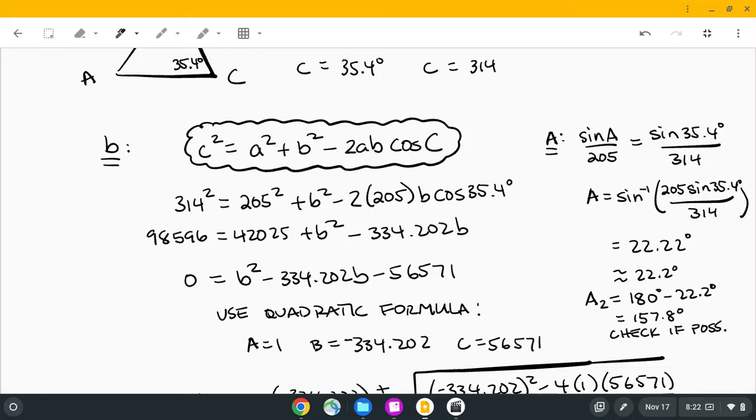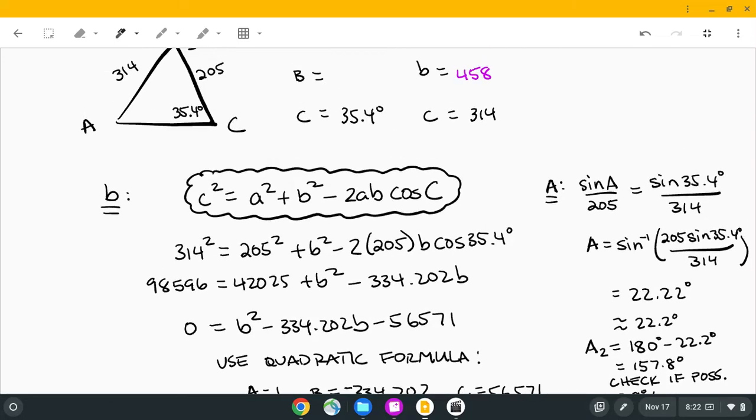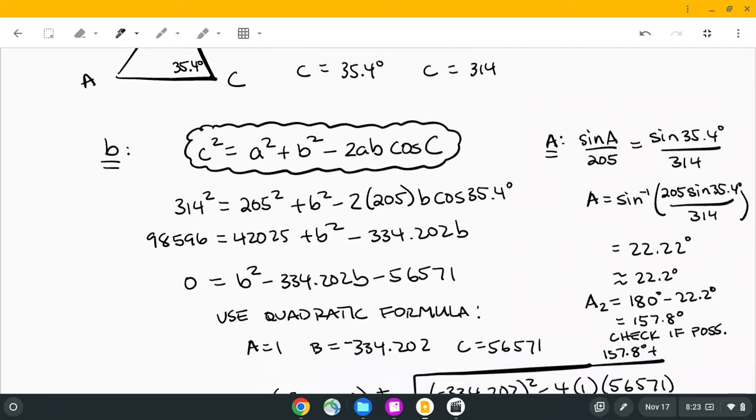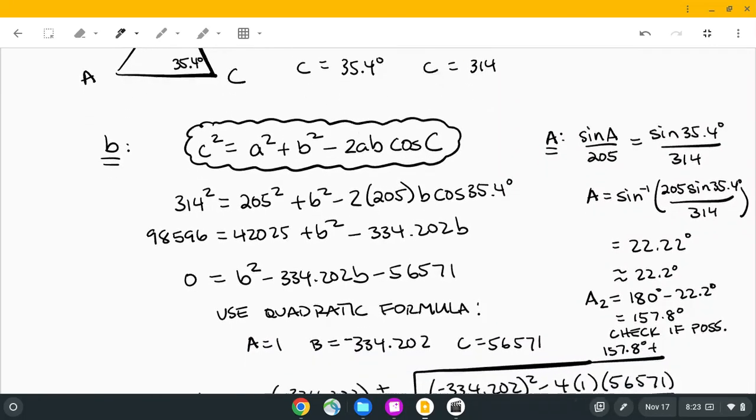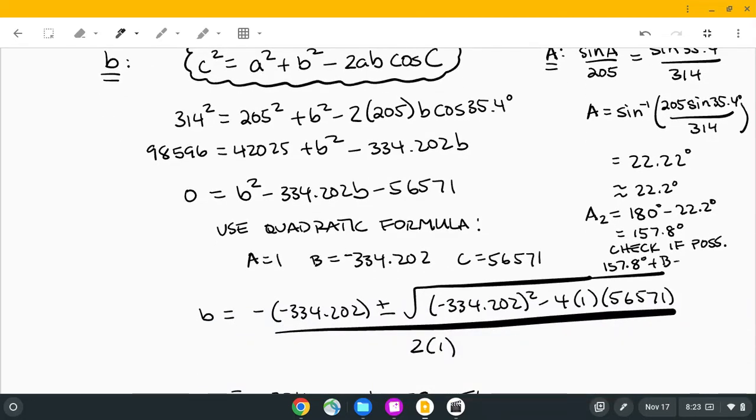Okay, so check if it's possible. Well, A plus B plus C, so 157.8 plus B. Do we even know B? No. But we know A is 157.8, B, and then C is 35.4. So plus B plus 35.4. Are we able to get 180 here?